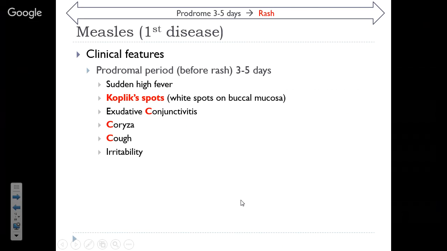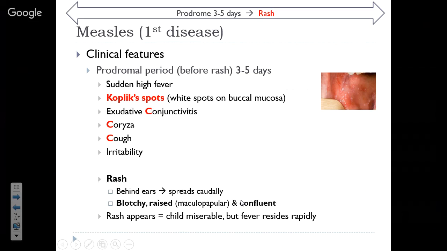So clinically, there will be a prodromal period of about 3 to 5 days before a rash occurs. In that prodromal period, you'll get these white spots on the inside of the mouth, on the buccal mucosa, known as Koplik spots, which look like this. And then you get the characteristic 3 Cs, so conjunctivitis, coryza, and cough. So just look out for those in your EMQs. And they'll generally be quite irritable as well.